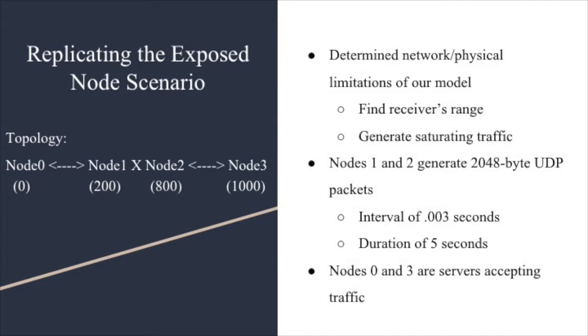This was intended to essentially saturate the link for node 1 and node 2, as in node 1 and node 2 both want to use the maximum link bandwidth for the entire duration of our experiment. And nodes 0 and 3 aren't generating any traffic. They're simply servers accepting all the traffic from node 1 and node 2.